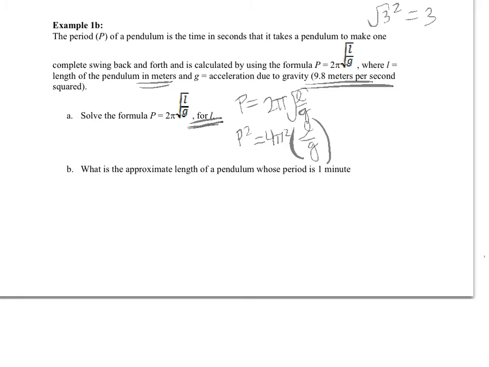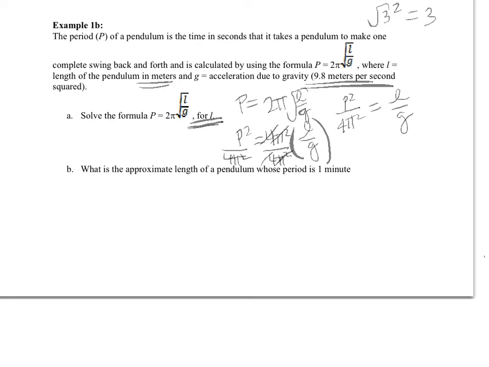Okay, now let's divide both sides by 4 pi, actually, 4 pi squared. That 4 cancels out, the pi squared cancels out, and we have p squared over 4 pi squared equals L over G.